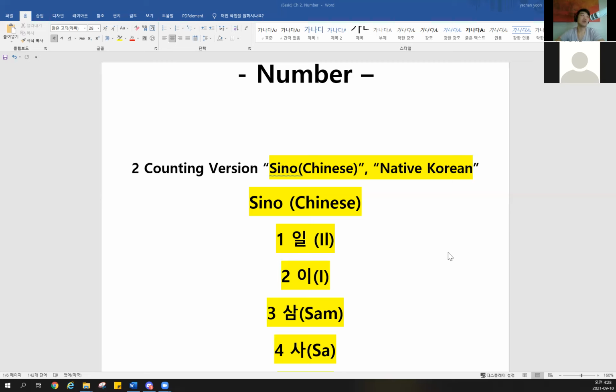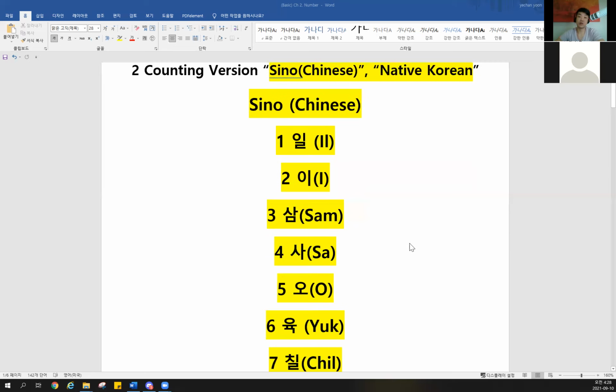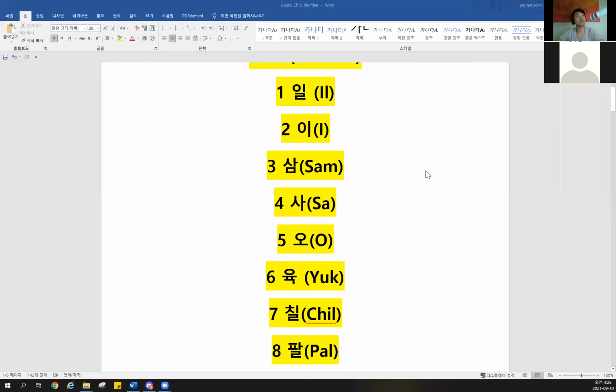Okay, so let's go to the Sino Chinese pronunciation first. I'm going to slow down a bit, so please listen to my voice carefully, and then you can practice at your place. Okay, so 1 to 10. I'm going to start with the Sino version first. Let's go. Number 1, how you can say 일.